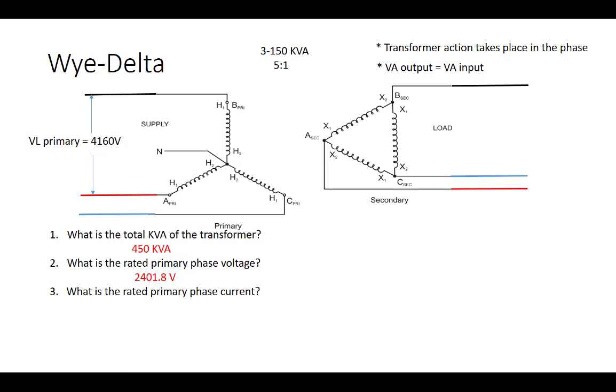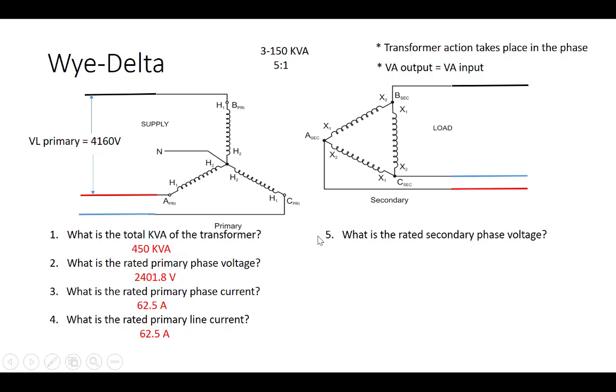Rated primary phase current. In order to do that, I can take the phase VA and divide it by the phase voltage. If I take 150 kVA and divide it by 2401.8 volts as the phase voltage, I will get a current that is 62.5 amps. And if that is the phase current on the Y primary, the line current on the primary is going to be exactly the same value. In Y, line current and phase current are the same value. So our line current will be 62.5 amps as well.